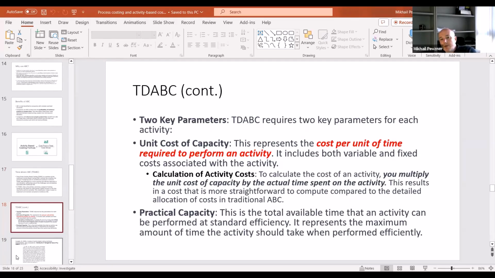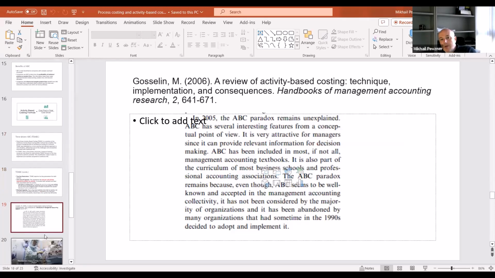All right. So rather than have a cost per unit of the driver used, it becomes cost per unit of time required to perform an activity. All right. So this is from an academic article, quote. I posted the article. You don't need to read it if you don't want to, but just read the quote. The article was published in 2006. It's called The Review of Activity-Based Costing Technique, Implementation, and Consequences, from Handbook of Management Accounting Research.